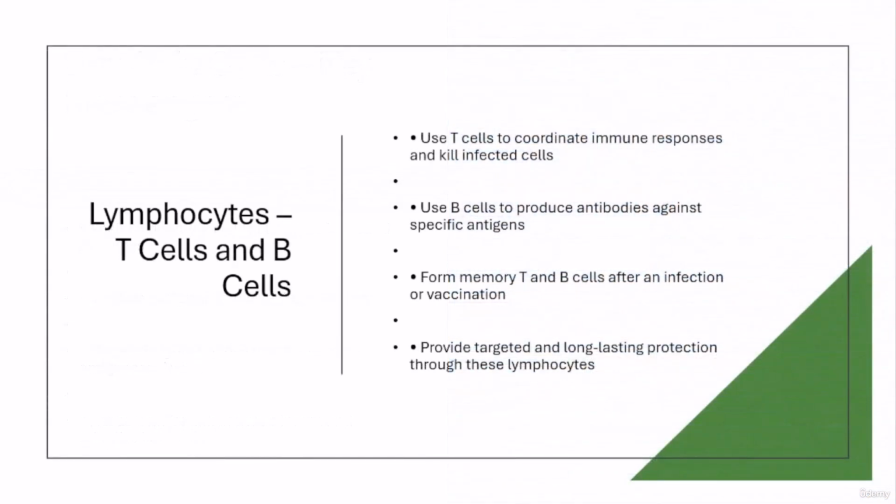Lymphocytes include T cells and B cells, and they create more specific and targeted responses than the innate system. T cells can help coordinate the immune reaction or kill infected cells directly, while B cells produce antibodies that bind to microbes and help neutralize them. Both T and B cells can form memory cells, which gives the body long term protection.